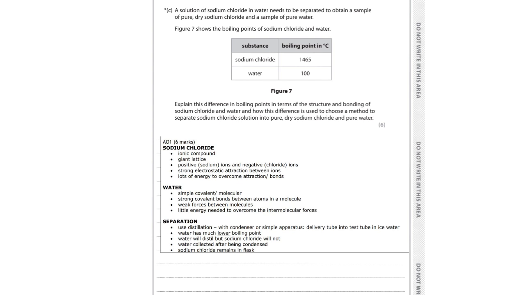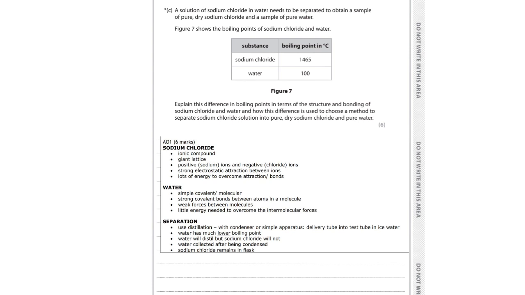Part C was the 6-mark question. It says a solution of sodium chloride in water needs to be separated to obtain a sample of pure dry sodium chloride and a sample of pure water. Figure 7 shows the boiling points of sodium chloride and water. Explain this difference in boiling points in terms of the structure and bonding of sodium chloride and water, and how this difference is used to choose a method to separate sodium chloride solution into pure dry sodium chloride and pure water.